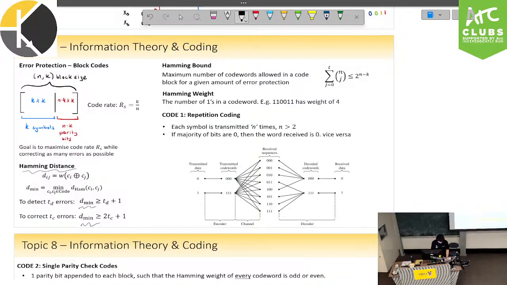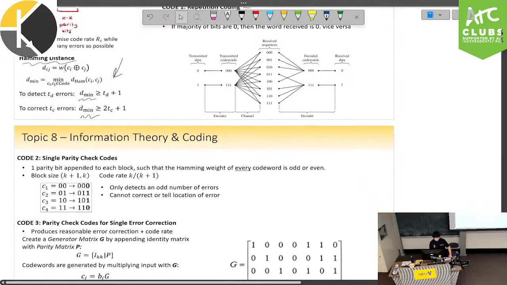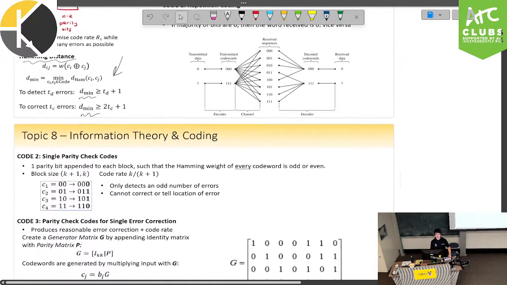Having bounds, having weights. Hamming weight is the number of ones. Hamming bound is the maximum number of code words allowed in a block for a given error protection. So your quantity of error protection is very much related to your Hamming distance, your d minimum. Then you have repetition coding, which is, not going to lie, kind of just bad because you're relying on error probabilities and you need to submit it n-1 more times, just unnecessarily. Bad code, don't do it. But they can ask you about it.